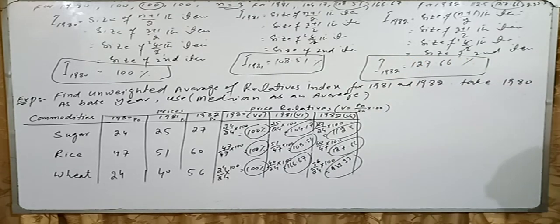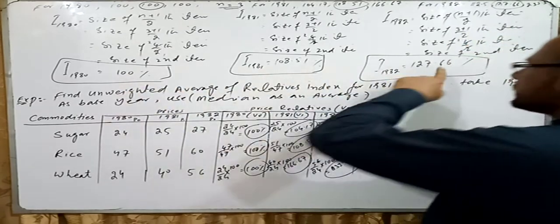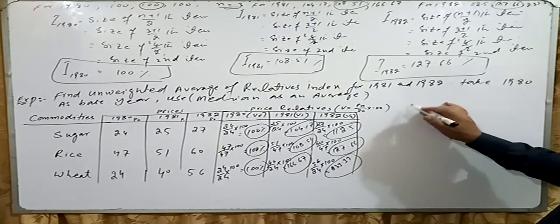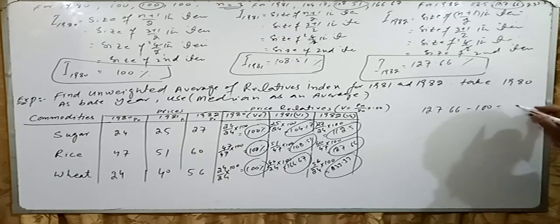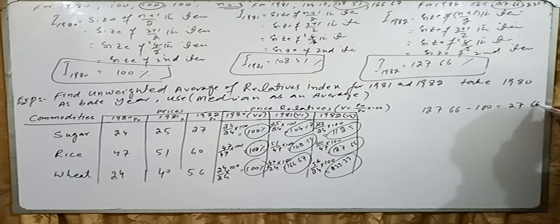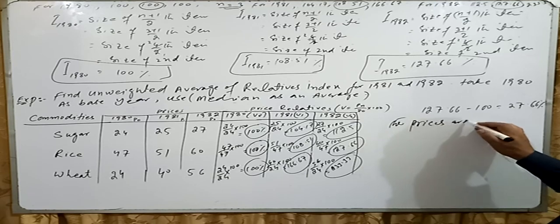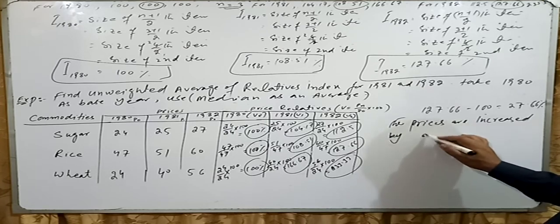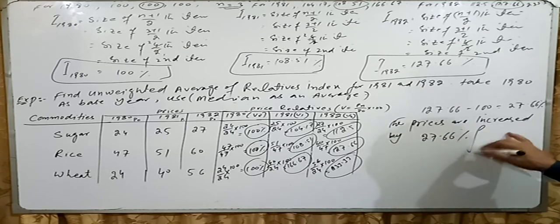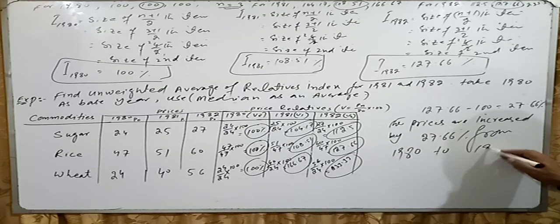Now if you compare the indices for the 3 years by using median as an average, you can find the difference. This is 100% and this is 127.66. If you do subtraction, 127.66 minus 100, it becomes 27.66%. So you can say the prices increased by 27.66% from 1980 to 1982.